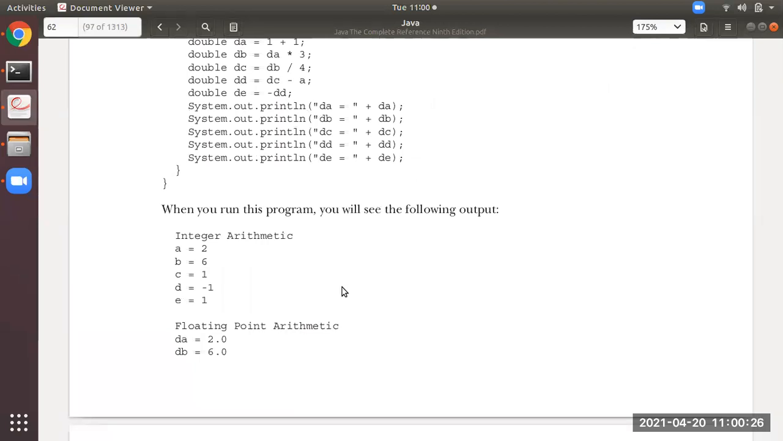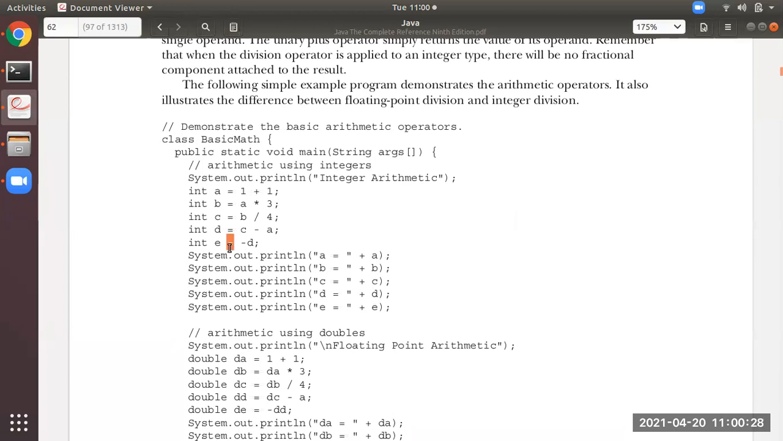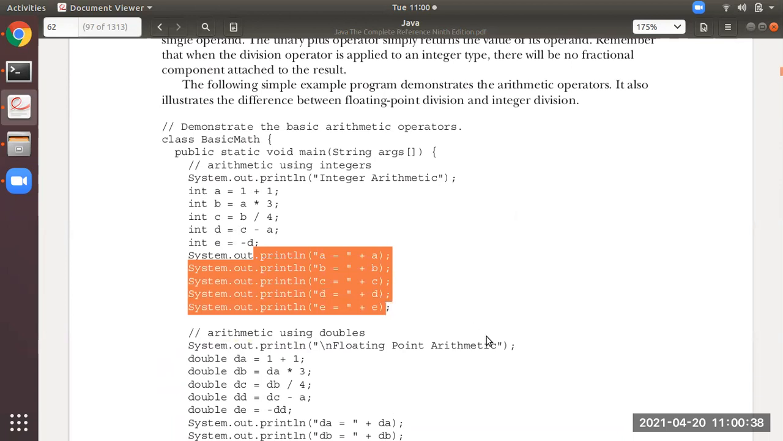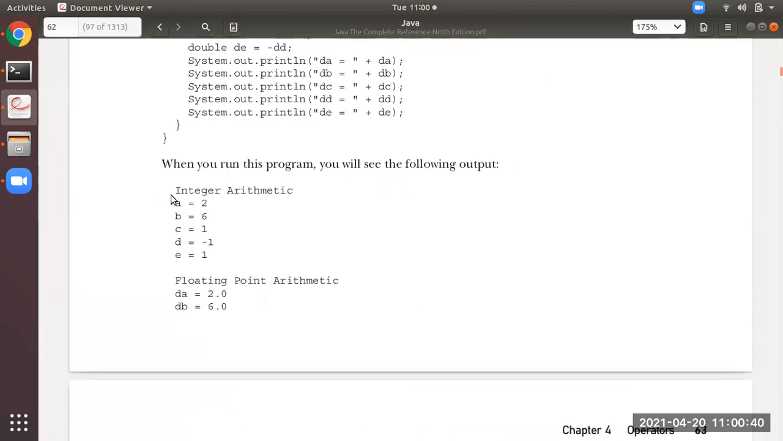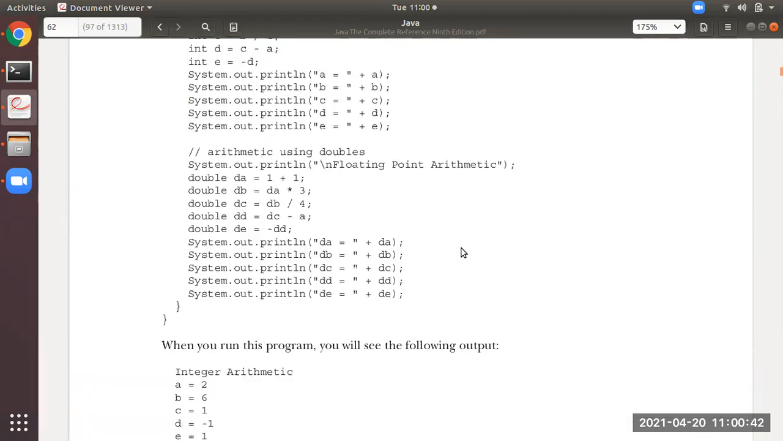Then what is e? E is equal to minus d. So it will be nothing but minus of minus 1. That is 1. So you can see it is displaying over here A, B, C, D, E. These are the outputs A, B, C, D, E.